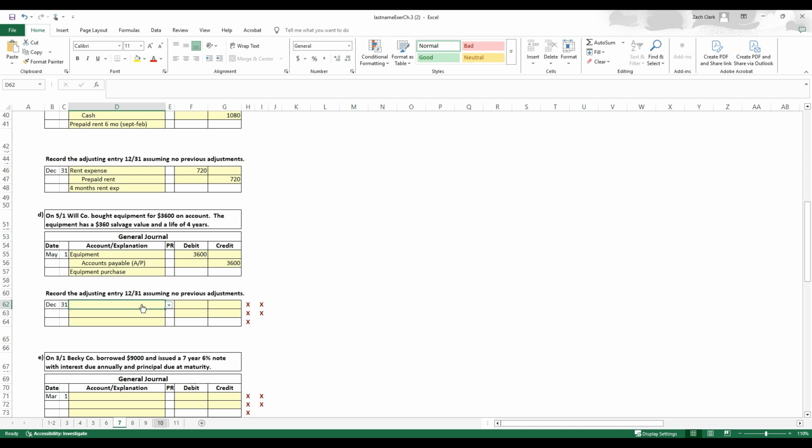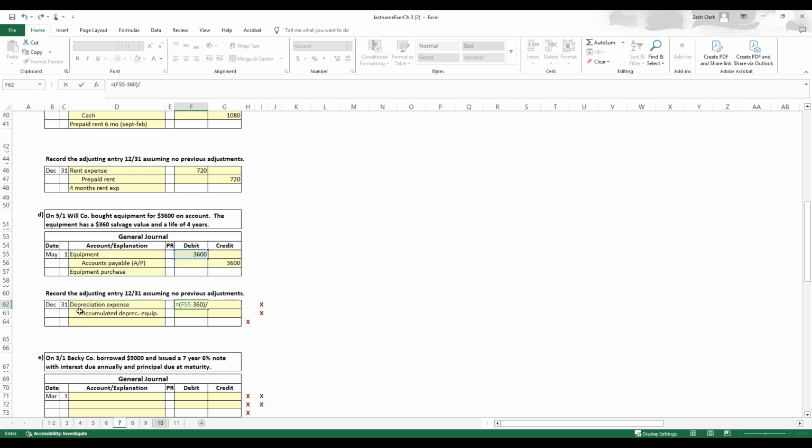So we're going to do our journal entry for depreciation expense and then accumulated depreciation. Let's do our formula to calculate that. So we take the cost minus the salvage value. Now that's 4 years. We want months. Again, remember, because we're going to record 8 months of depreciation expense on December 31st.